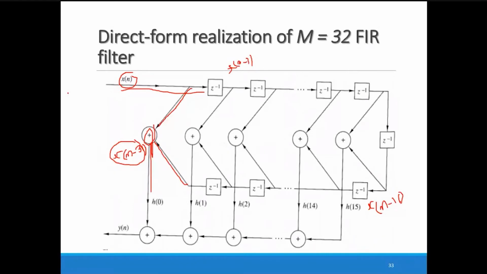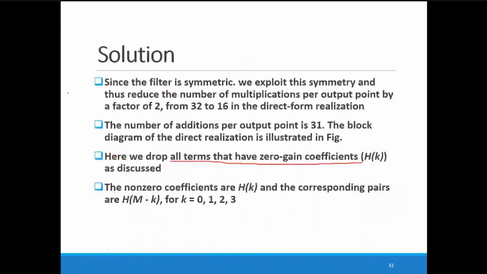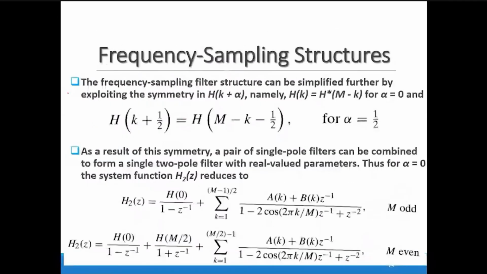If m is odd, we have to use that particular equation, and the summation will be like this. Here you are shown H of z is equal to h0 times 1 minus z inverse. This is the first parameter, and then we have the sum with k equal to 1 to m minus 1 by 2.